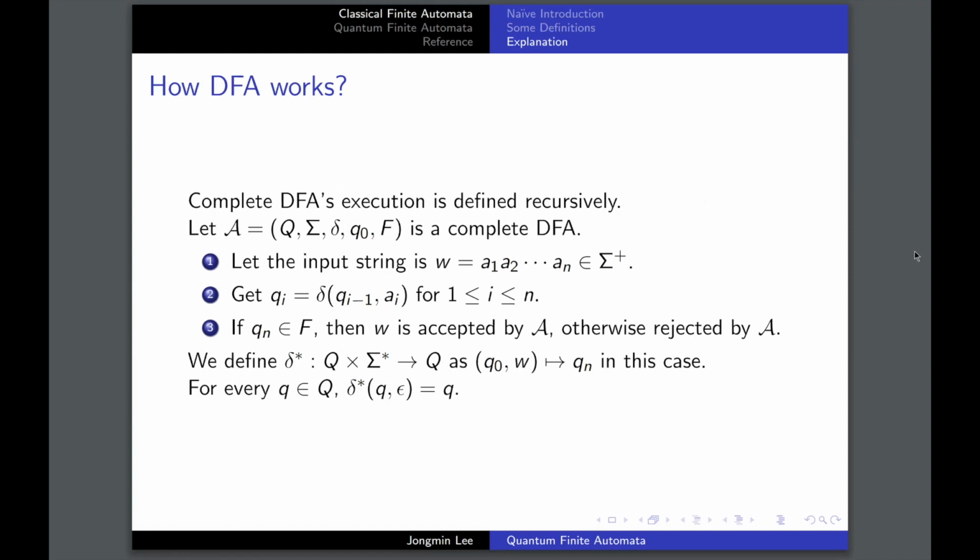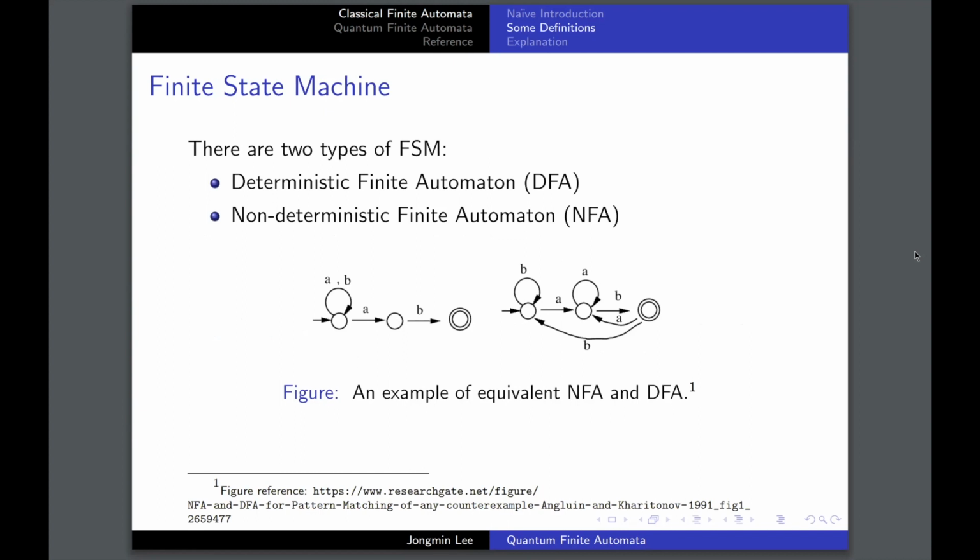And DFA works through this process. But just think of the graph. This is just a rigorous definition to forget the graph, but it is equivalent to a well-defined graph. So just imagine this picture. This is a good example of a complete DFA.